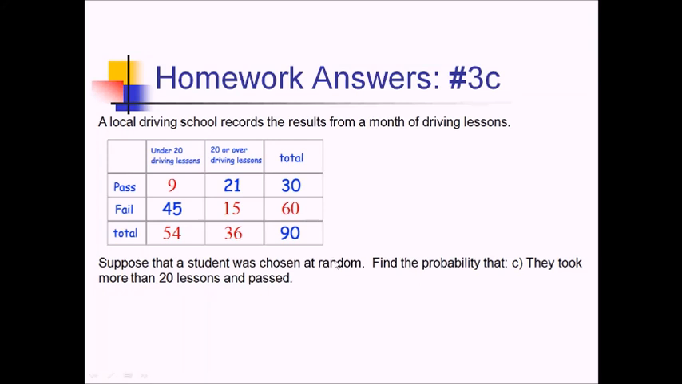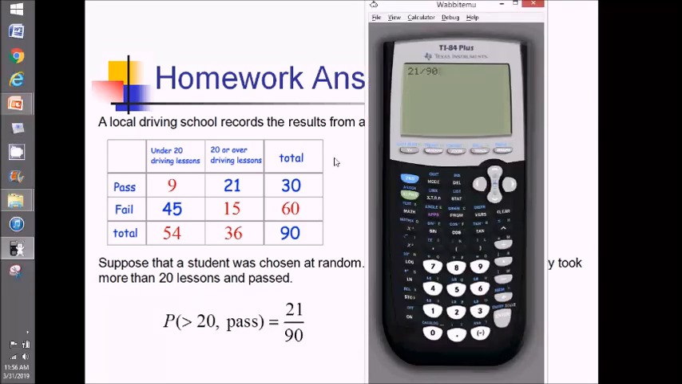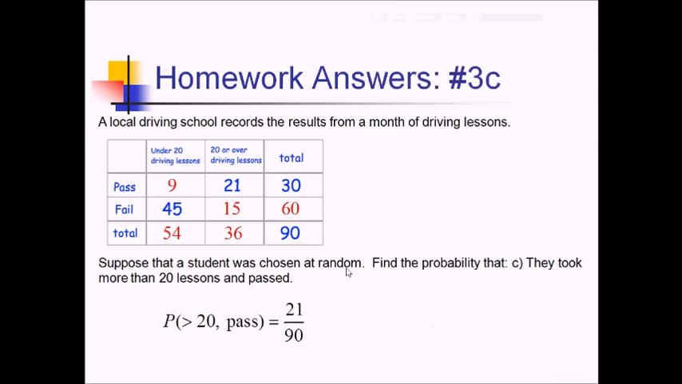For part C, suppose a student's chosen at random, find the probability they took more than 20 lessons and passed. Again, since it's a student being chosen at random with no other conditions, 90 is the total group of students that we're looking at. So this is our denominator. Now we want the probability they took more than 20 lessons and passed. So more than 20 and passed is just this one cell right here, 21 out of 90. And now whatever that comes out to on the calculator. So 21 out of 90, that's going to come out to 0.233 and some change.